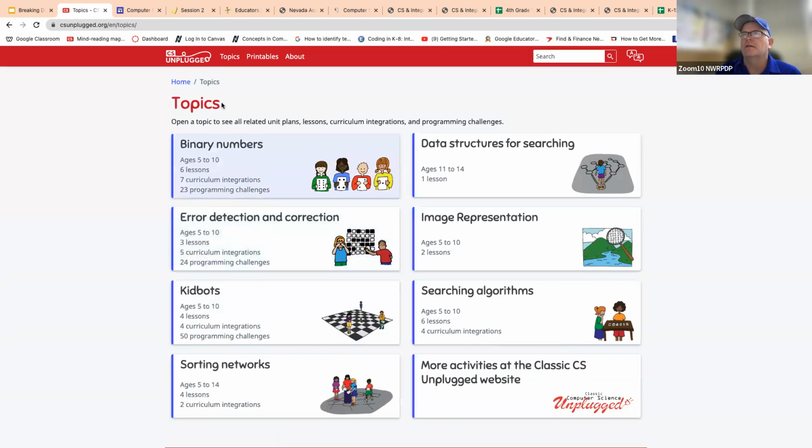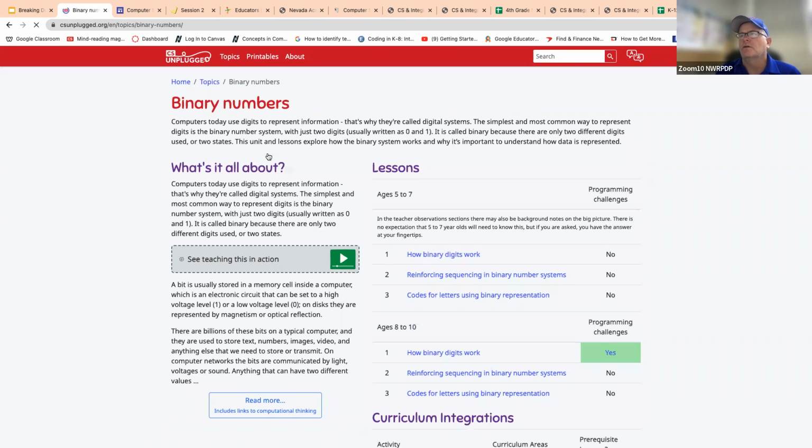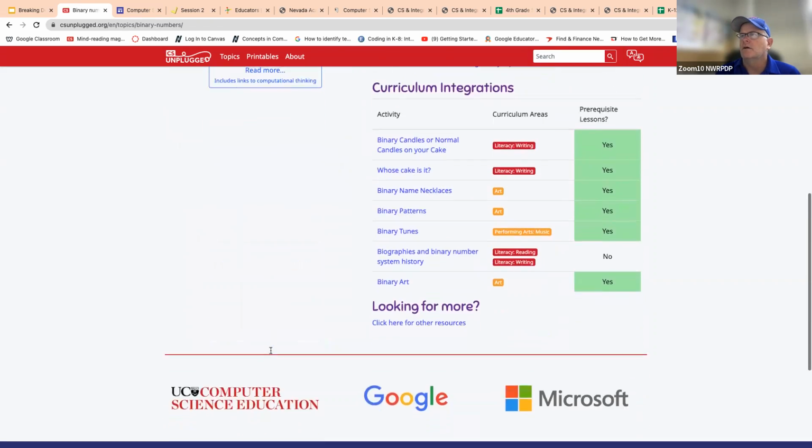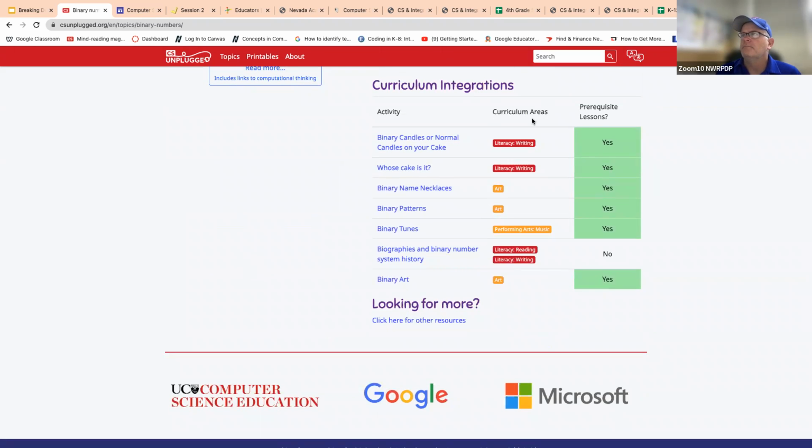So if I'm going to talk to my kids about binary, there are 6 different lessons here on binary that I can look at. It goes through and tells you all your lesson plans, tells you what you need, gives you the videos, and it's a great resource. It also shows you other curriculum areas that it ties into. So whose cake is it? That could be a literacy and writing one. You could tie it into art, performing arts, music, etc.